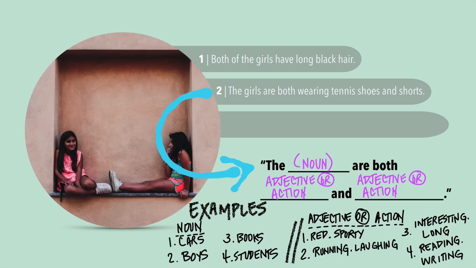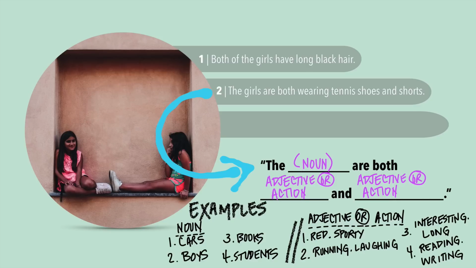Okay, remember we needed 2, okay? Number 2, I put running and laughing. 3, interesting and long, and number 4, reading and writing. So let's say I chose number 2, all right? So example number 2, I'm going to say the boys are both running and laughing. Perfect sentence. And let's do number 4. The students are both reading and writing.